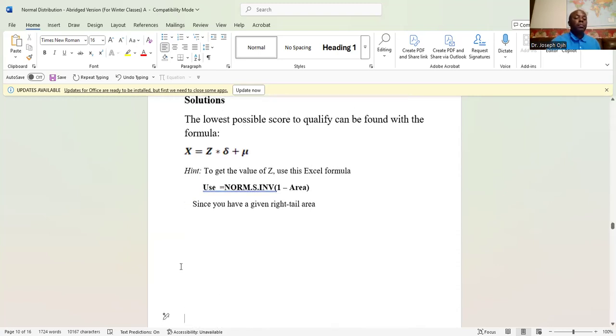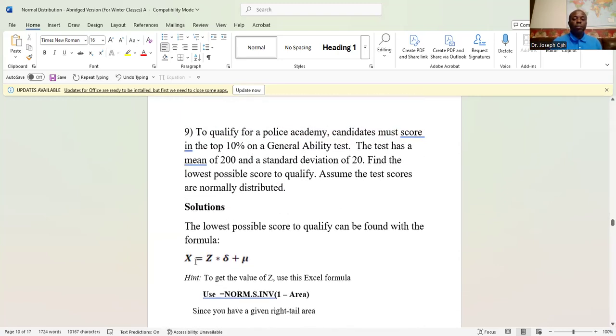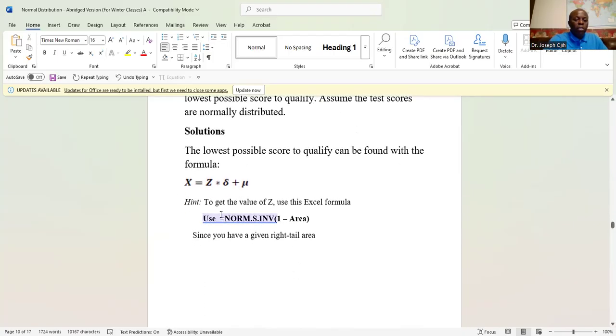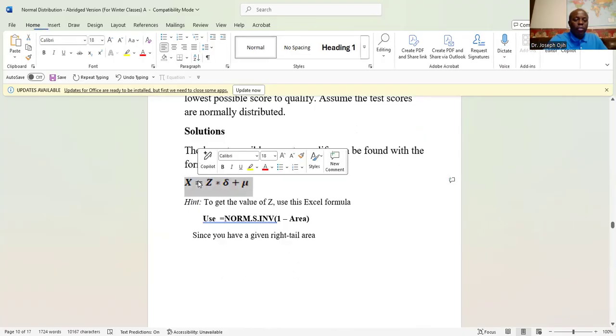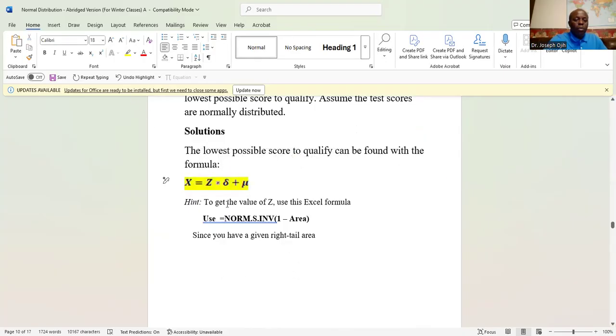It says, to qualify for a police academy, a candidate must score in the top 10% on a general ability test. The test has a mean of 200 and a standard deviation of 20. Find the lowest possible score to qualify. Assume that the test scores are normally distributed. The formula for finding the lowest score to qualify is, as I explained a little bit ago, X equals Z times sigma plus mean.